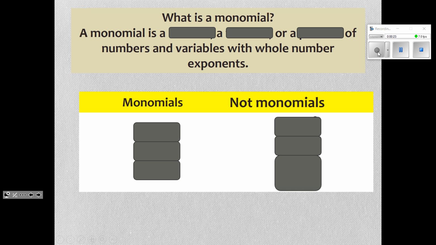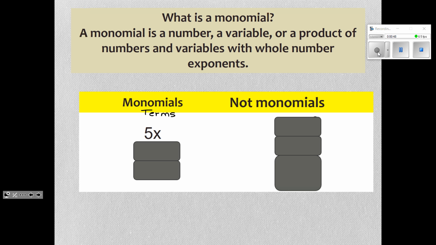Mono is a prefix you might recognize. A monomial is a number, a variable, or a product of numbers and variables with whole number exponents. So what does that mean? Another name for a monomial would be a term. We also call them terms. So let's look to see what they are and what they are not.